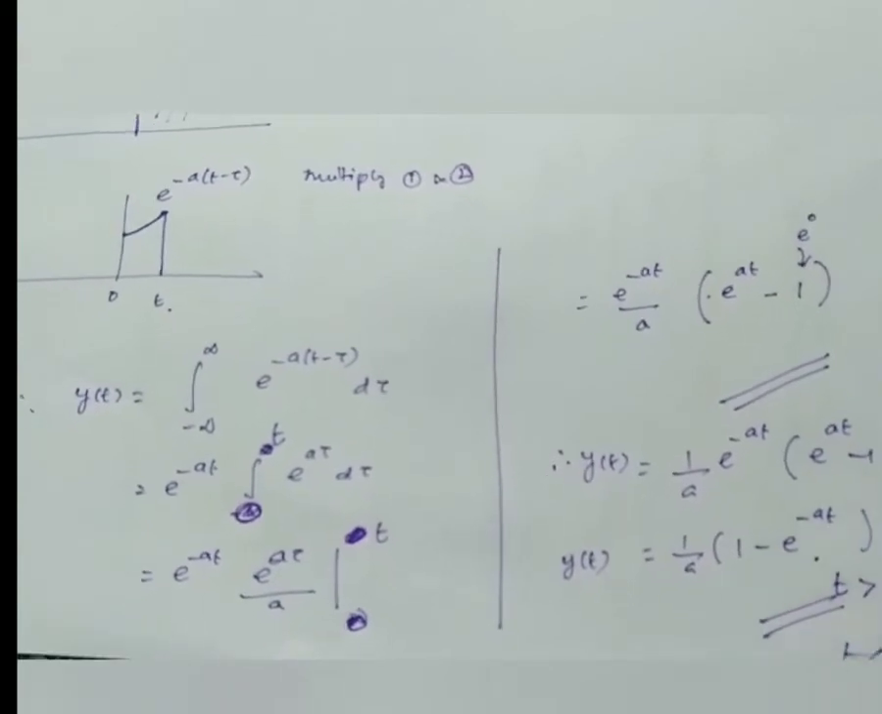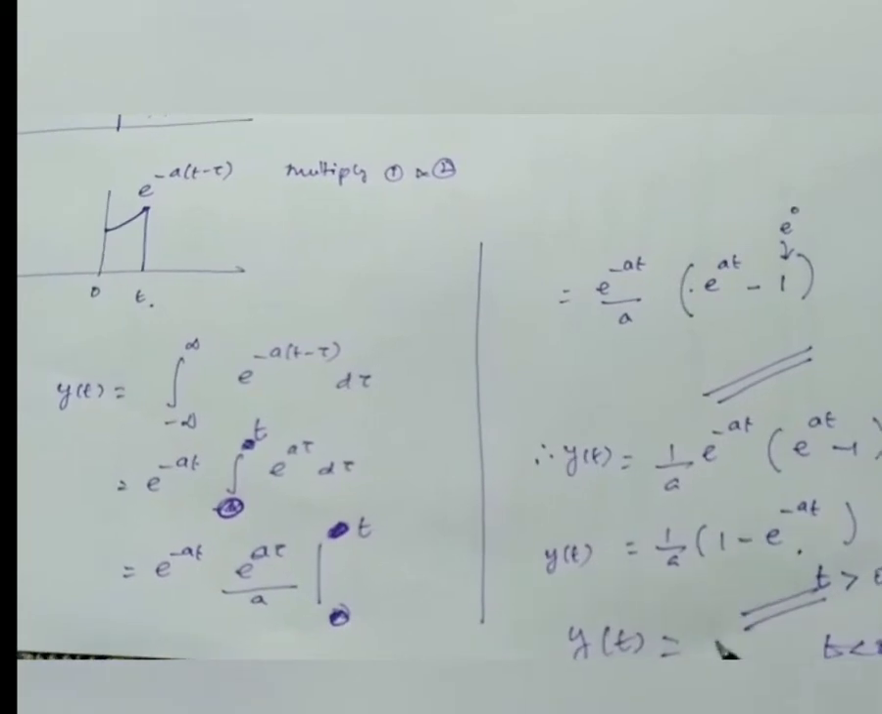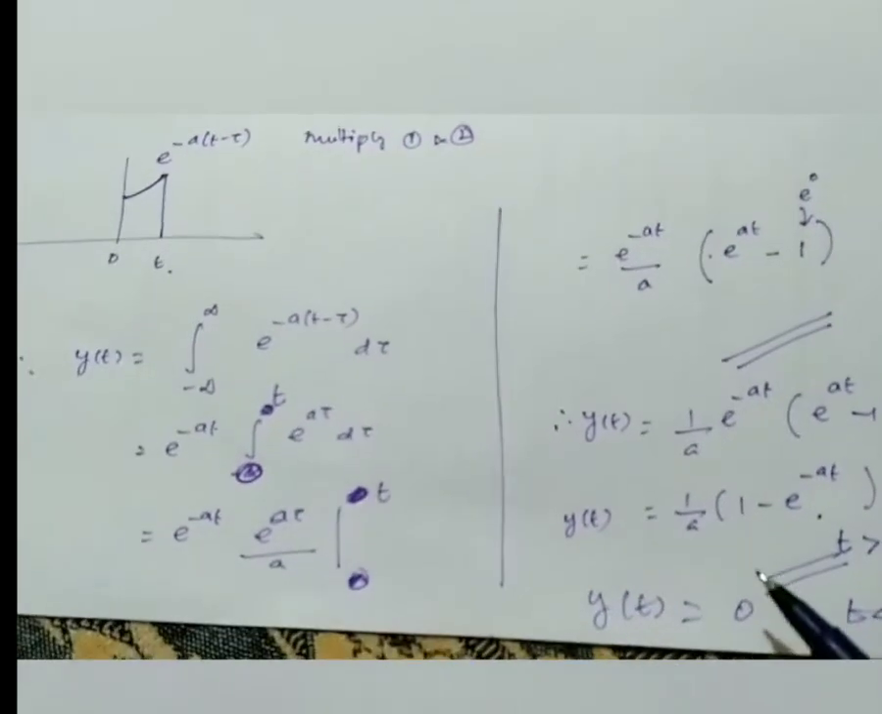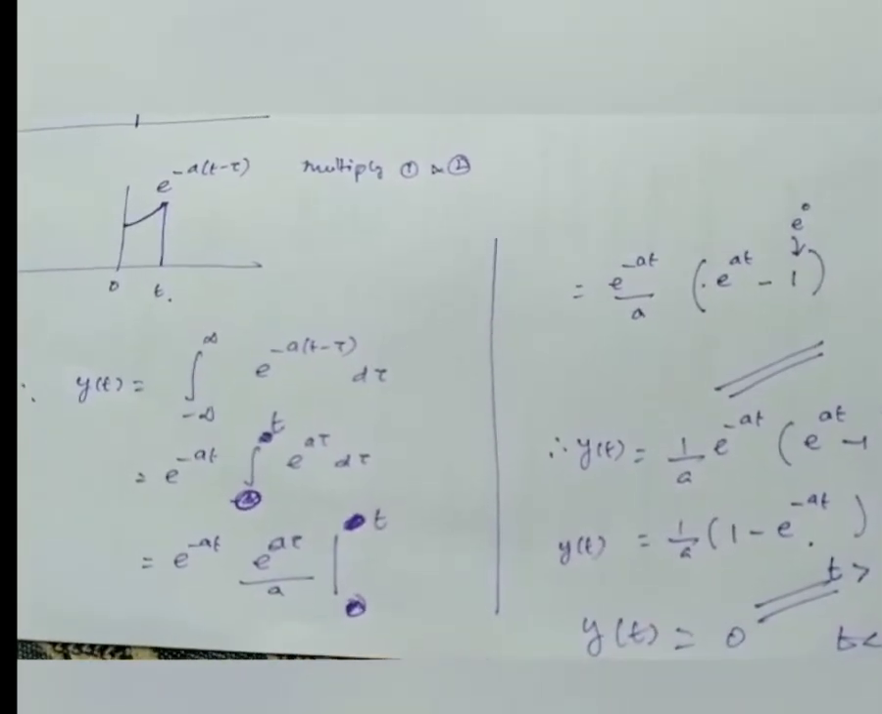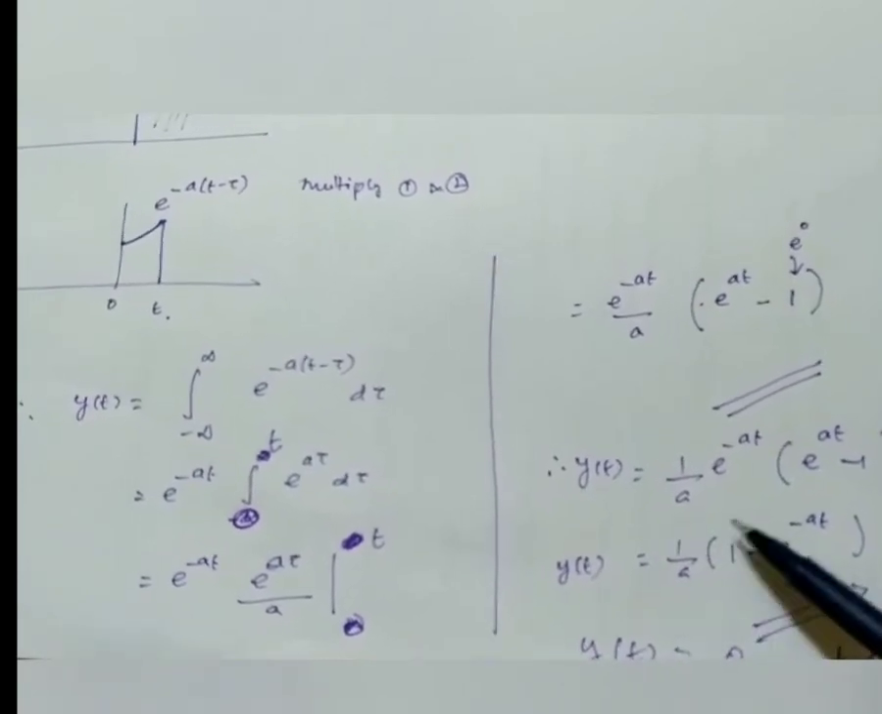For time less than 0, as already discussed, the y of t value is 0. So the output has two values. When time is less than 0, the function value is 0. When time is greater than 0, the function value is this.